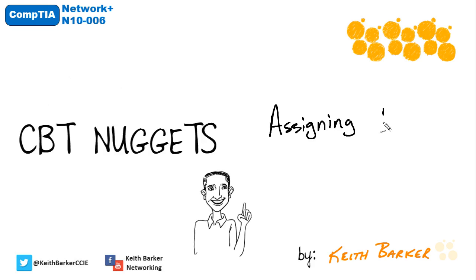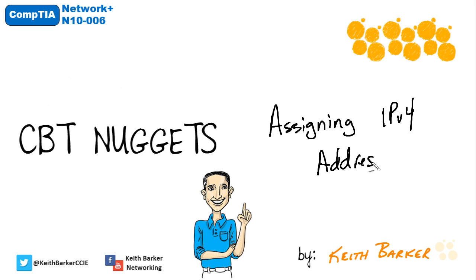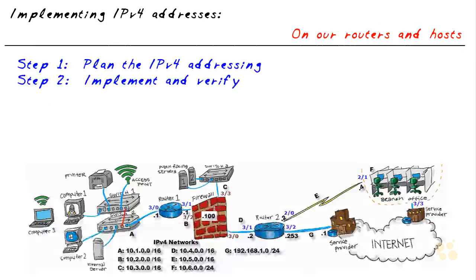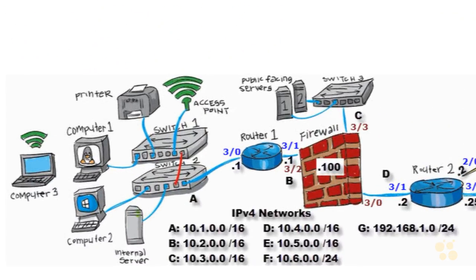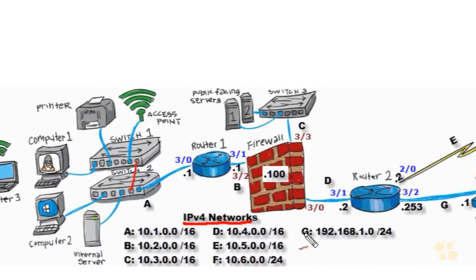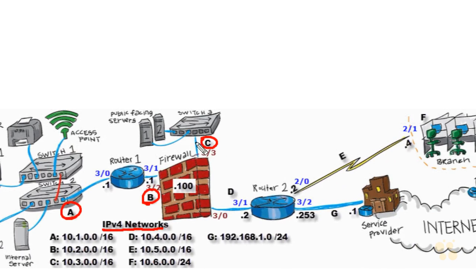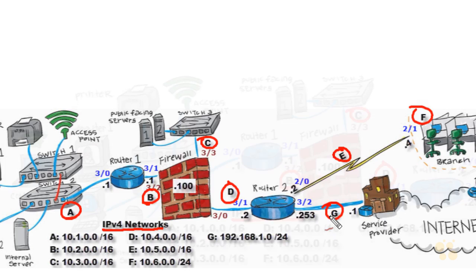In this nugget, together we'll apply IPv4 addresses to router interfaces as well as to computers. Let's begin. I'd like you to imagine in your mind that we have come up with an IP addressing scheme as follows. So these IPv4 networks A, B, C, D, E, F, and G represent the networks A, B, C, D, E, F, and G.